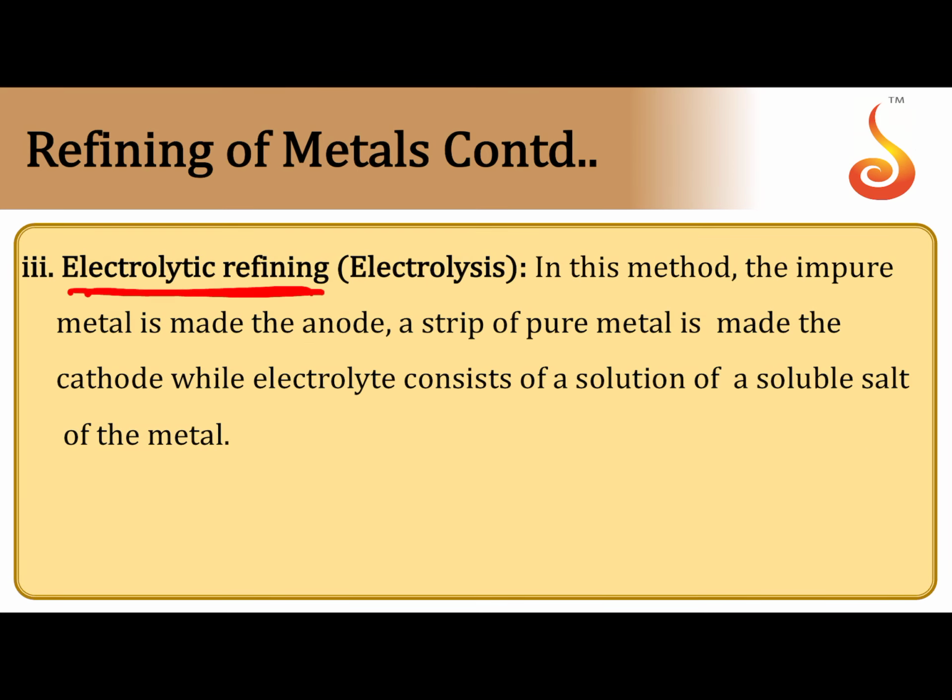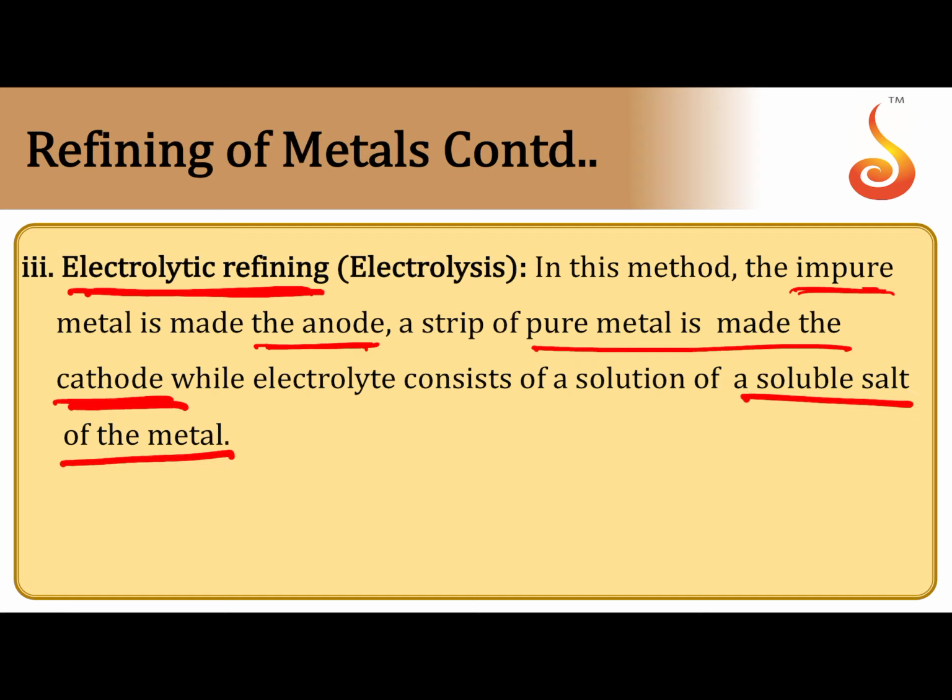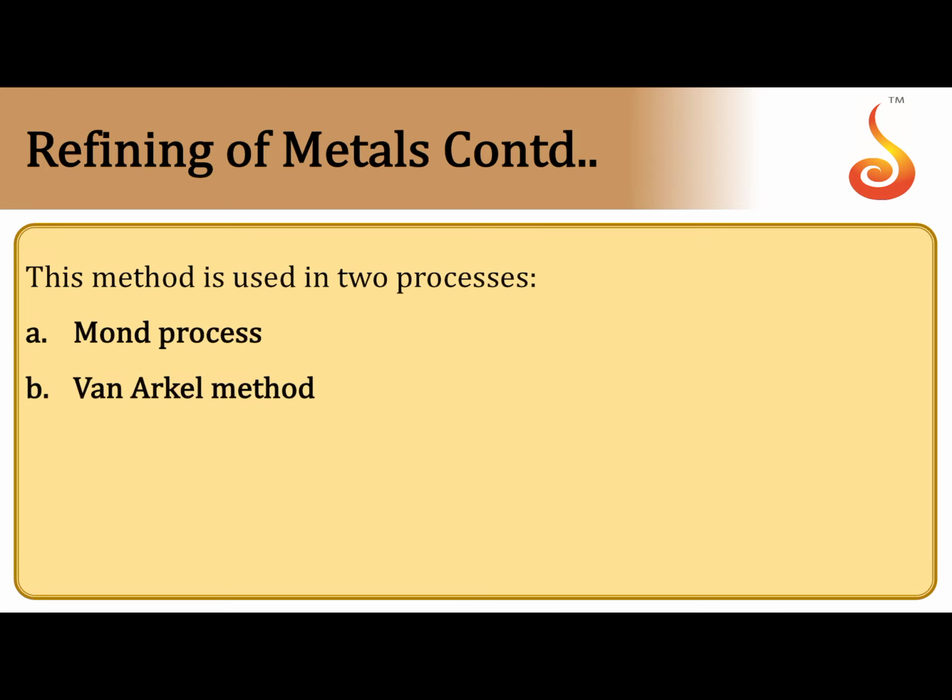Electrolytic refining is a very common method used for the refining of metals. In this method, the impure metal is taken as anode and pure metal is taken as cathode. The electrolyte is a solution of a soluble salt of the metal. So, for the purification of zinc, a solution of zinc chloride can be used.